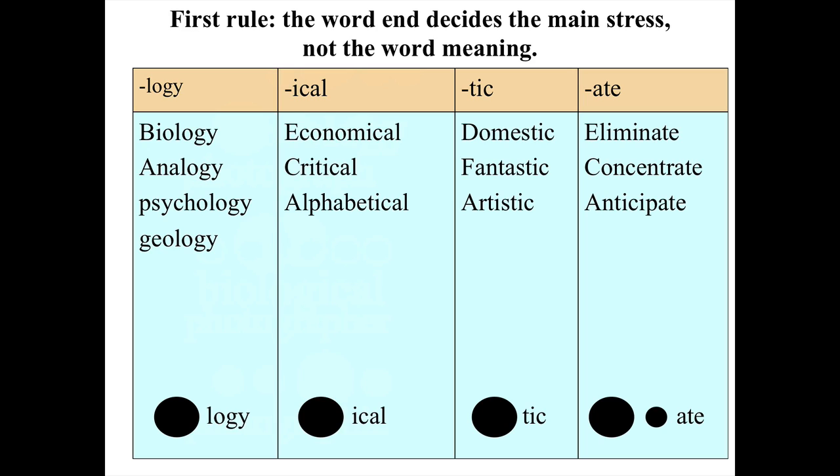The same rule applies to words that end in ical, economical, critical, alphabetical, and words that end in tic, domestic, fantastic, artistic. As you can see, the stressed syllable often comes just before the word ending. Words that end in ate are an exception. Listen, eliminate, concentrate, anticipate. For this ending, the stressed syllable is 2 syllables before the ending.